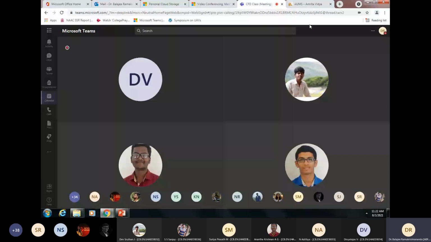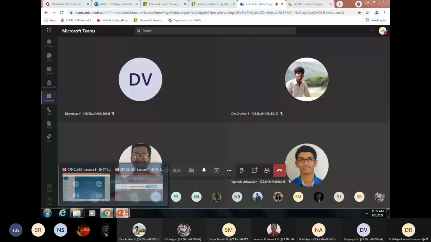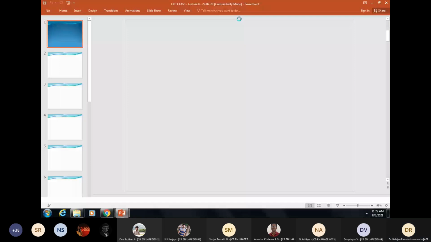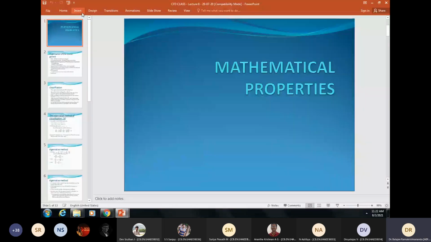The mathematical properties. What, the mathematical properties or what? The governing equations.